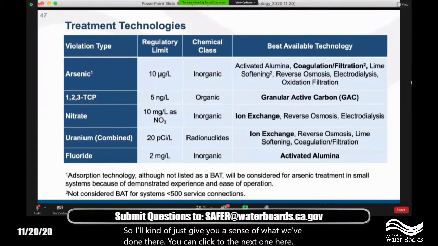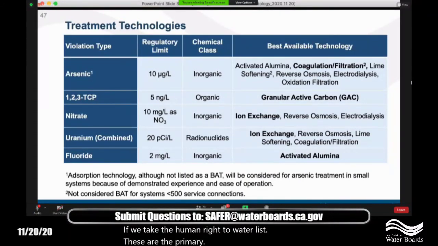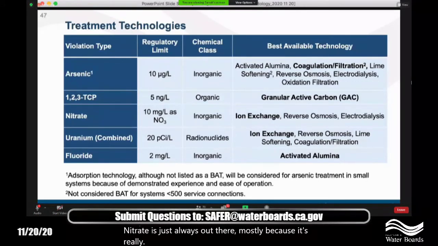If we take the human right to water list, these are the primary contaminants you'll see. Arsenic. Trichloropropane is newly regulated, so there are a lot of systems that haven't even had the chance to address that yet. Nitrate is just always out there, mostly because it's really difficult to manage. And then you see some others, uranium, fluoride, and a handful of others that we'll give a sense of.